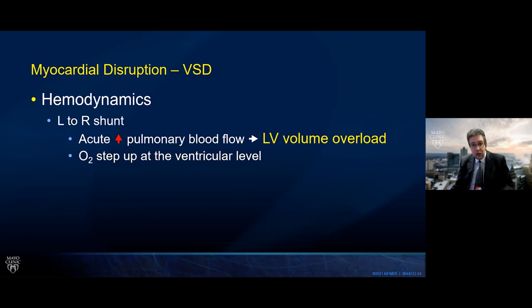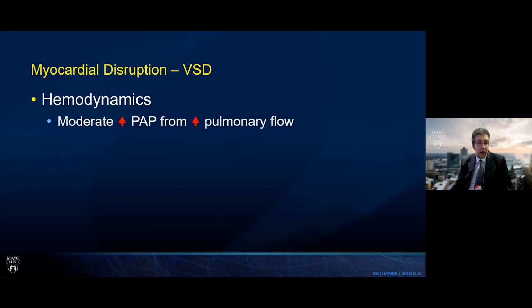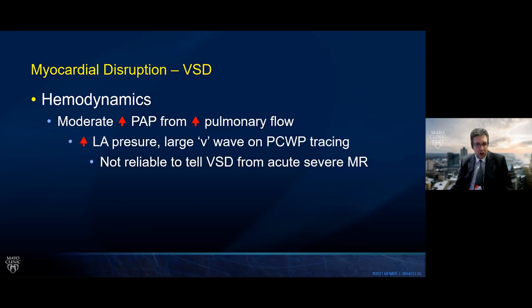These patients shunt from left to right. They develop an acute increase in their pulmonary blood flow, and they have an oxygen step up in the RV if we do a cath. Now, interestingly, because of that increased flow through the pulmonary vascular bed, you can end up getting a little bit of increase in those pulmonary pressures. And you can see, if you have a Swan-Ganz catheter, a V wave.